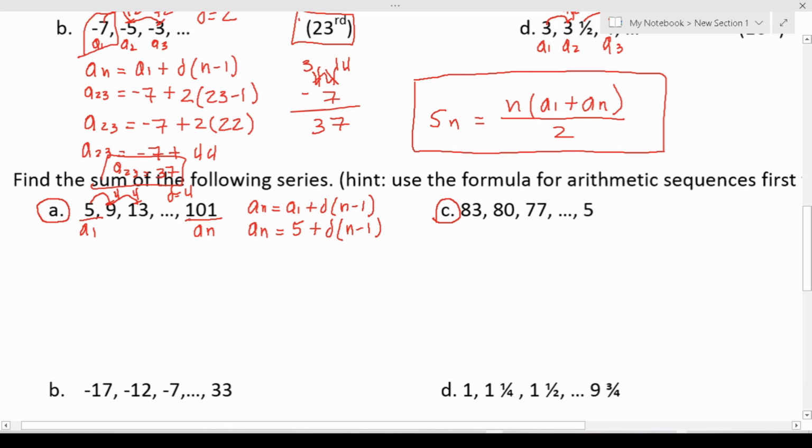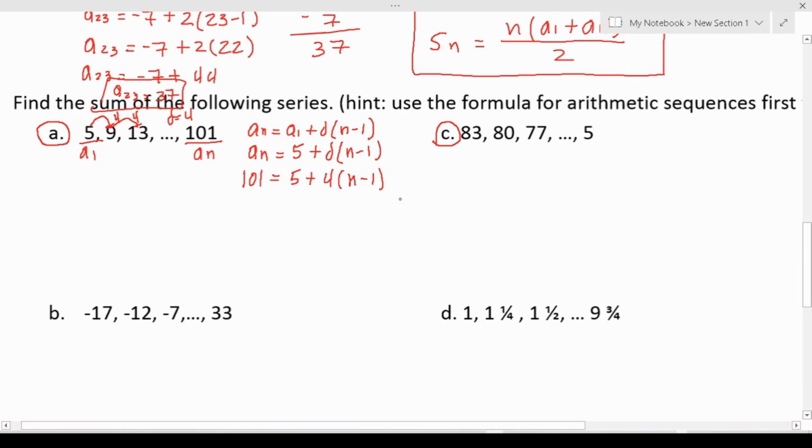So we can actually plug in 101 in place of a sub n as our next step. So this is going to be 101 equals 5 plus, again, the common difference we identified as 4, so this is 4 times n minus 1. All right, now using some very basic algebra, we can figure out what n is. So let's work this out.